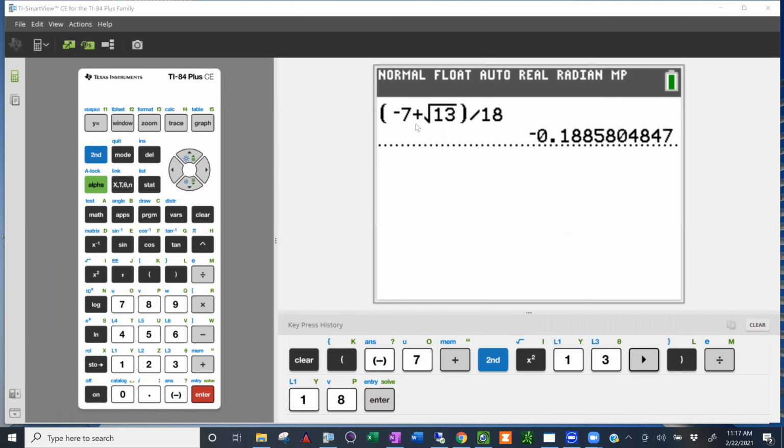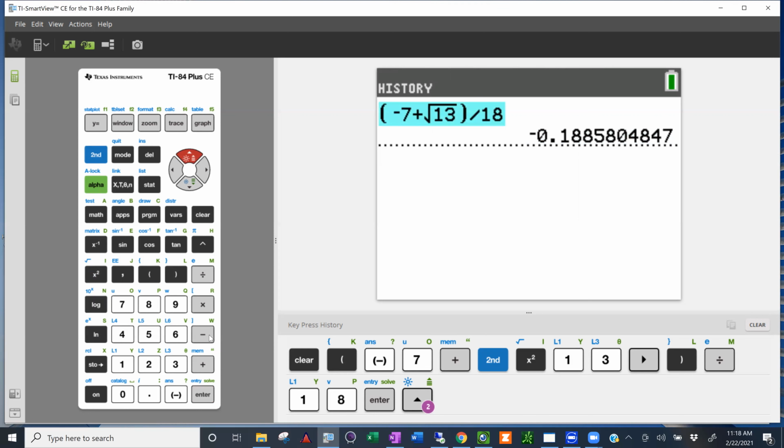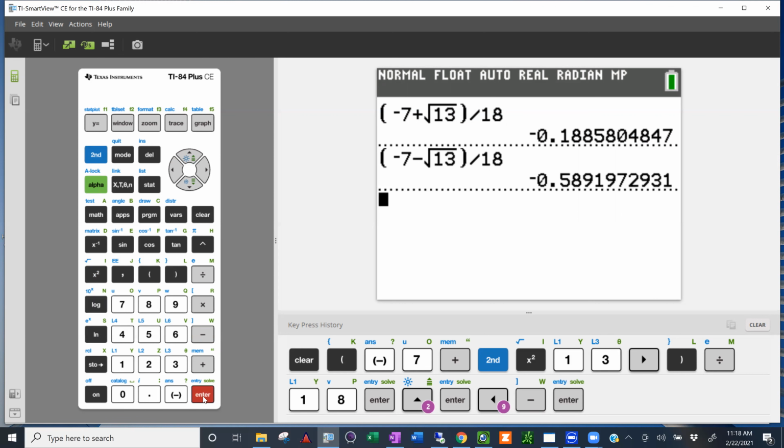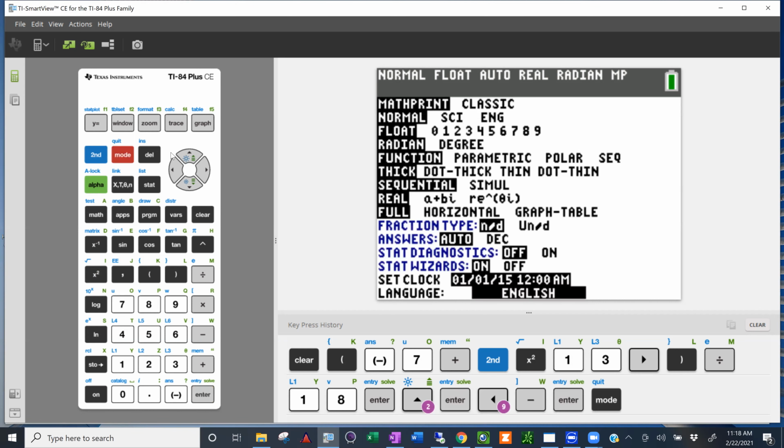Now, if you have a TI-84 or TI-83 like this, one of the things you can do is repeat some of your calculations. So I'm going to just repeat this calculation by going up twice. If you press enter, it should bring that down so that you can edit that. I'll just go back here and change that plus to a minus. So I'm getting the same thing. If you have an older TI-83, then it's probably going to look a little different. You're going to get something like this.